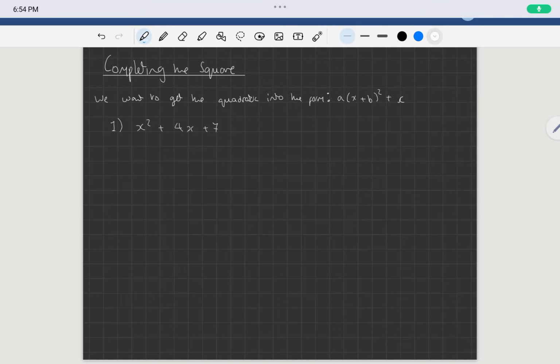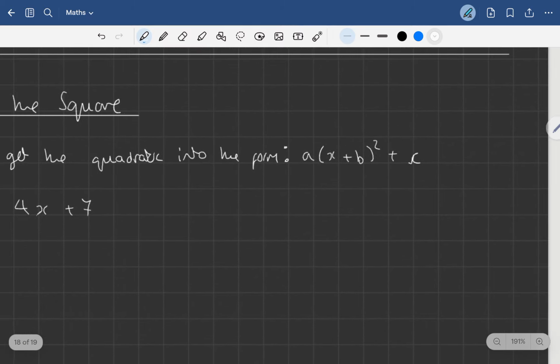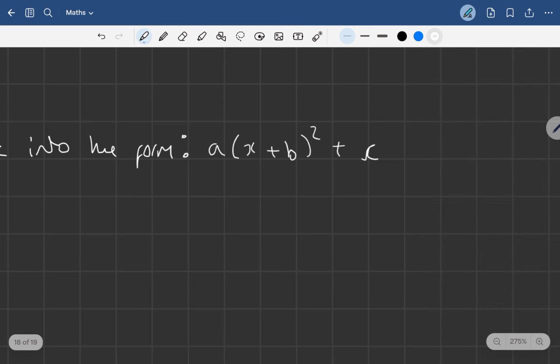Completing the square. Why is completing the square so important? I'll explain that later on in the video. However, first, let me show you how to convert a quadratic form into a completed the square form. A completed the square form looks like this: a bracket x plus b squared plus c, where a, b, and c are just random numbers.